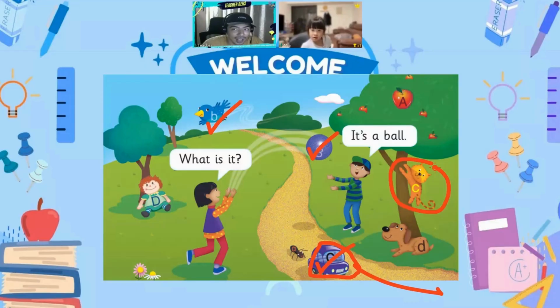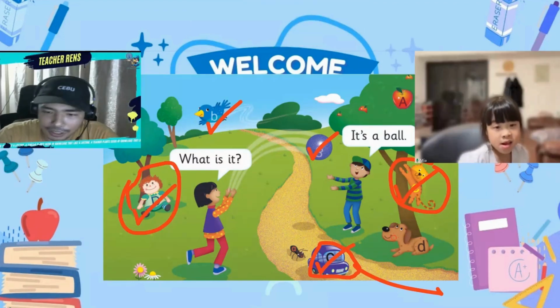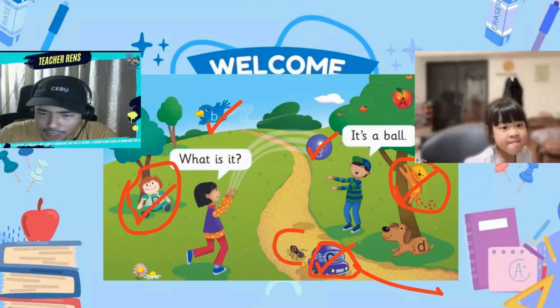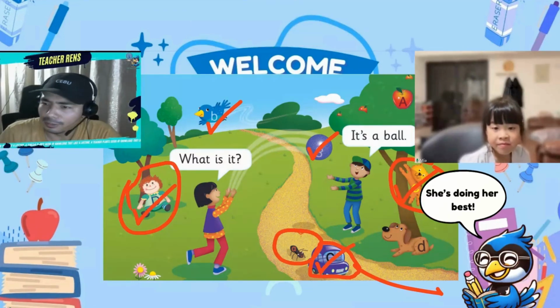It is a cat. Awesome, it's a cat. Okay, now your turn to ask teacher now. All right, okay, Mia, ready? So what is it? What is it, Mia?